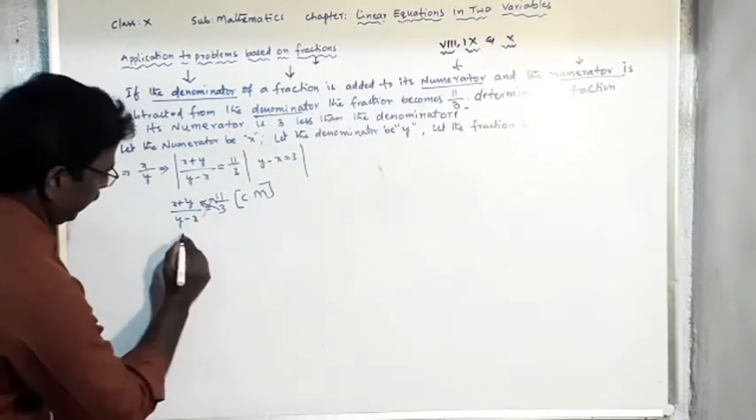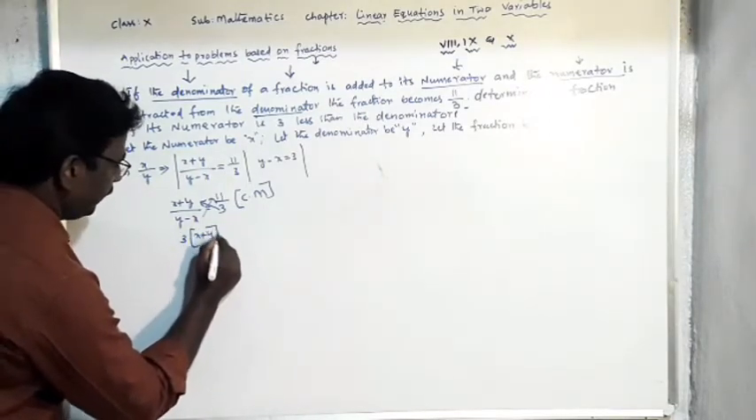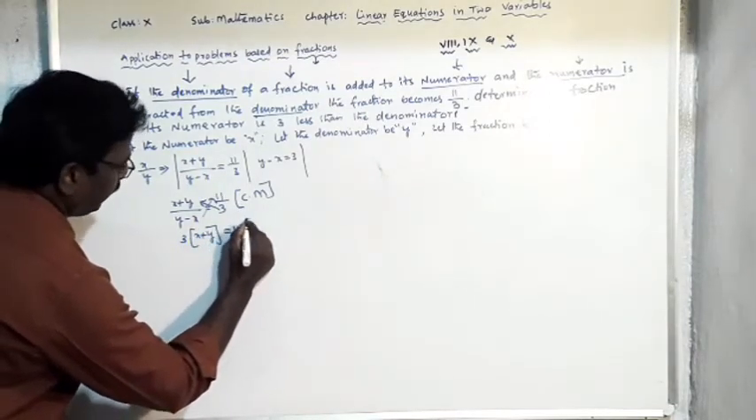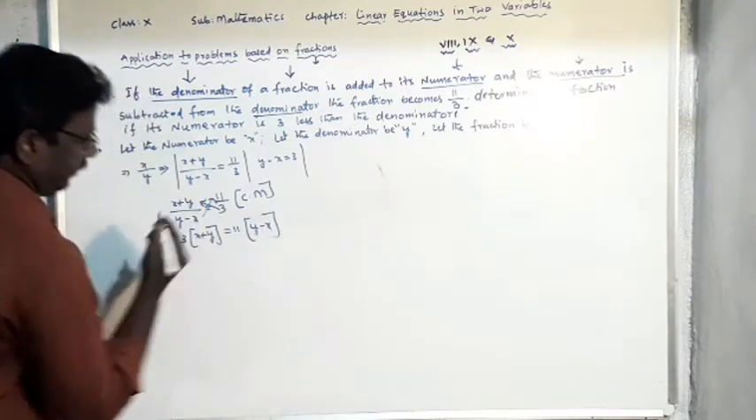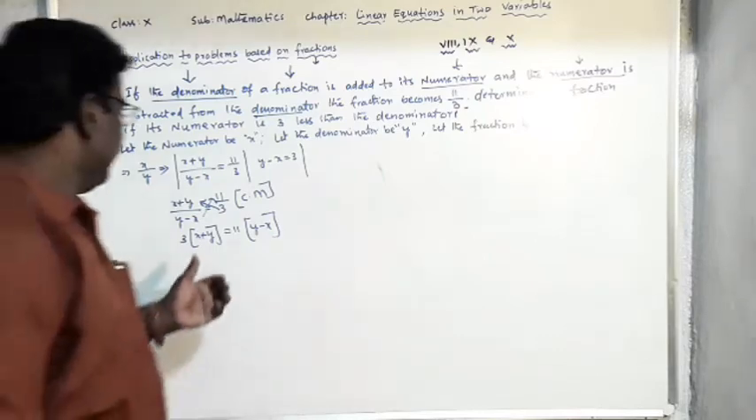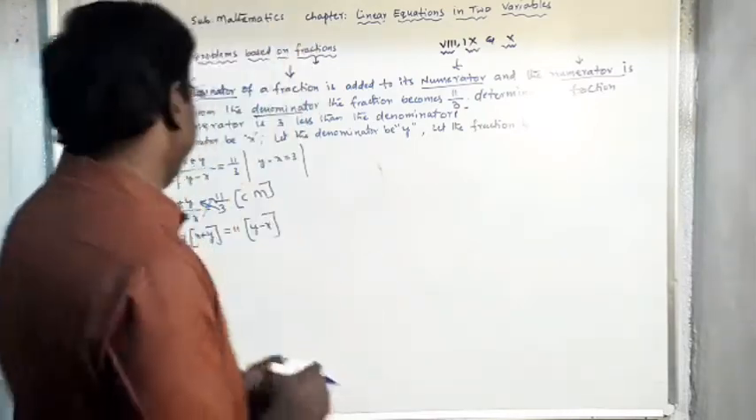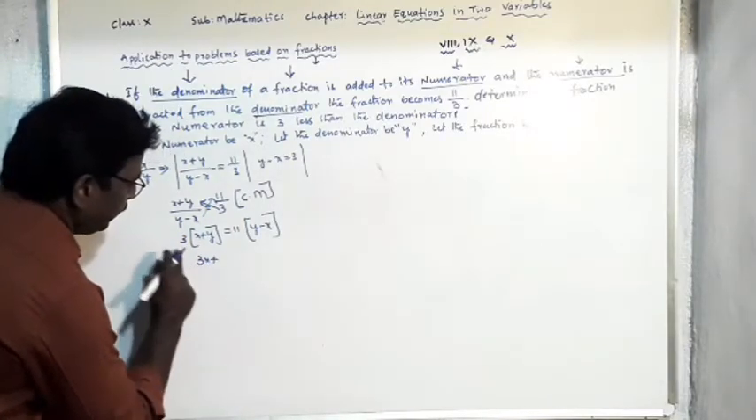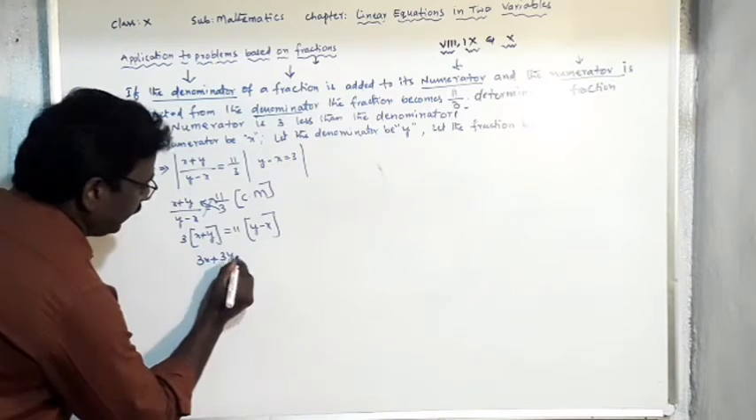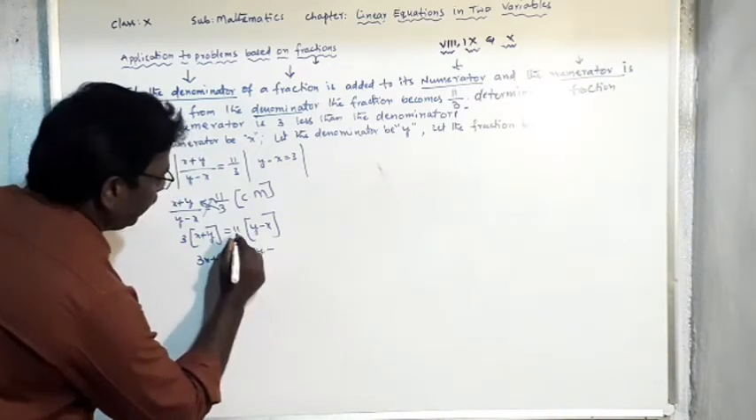Better to give the symbols. 3 into x plus y is equal to 11 into y minus x. Now 3 into x, 3x, plus 3 into y, 3y, is equal to 11 into y, 11y, minus 11 into x, 11x.